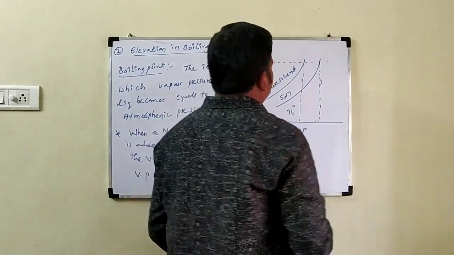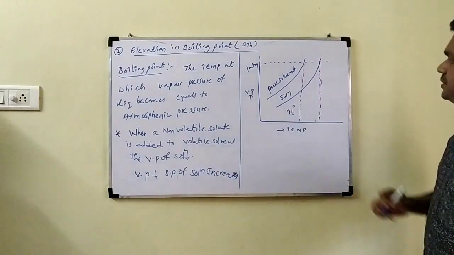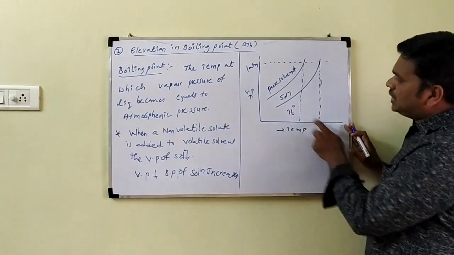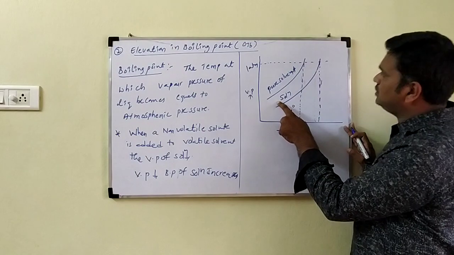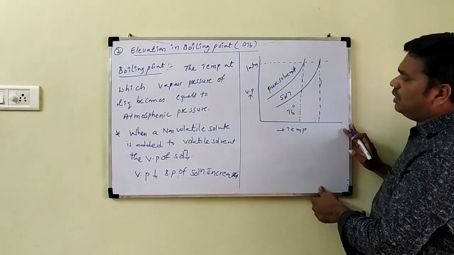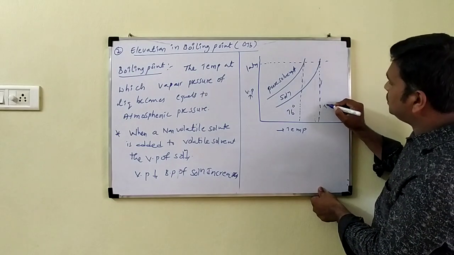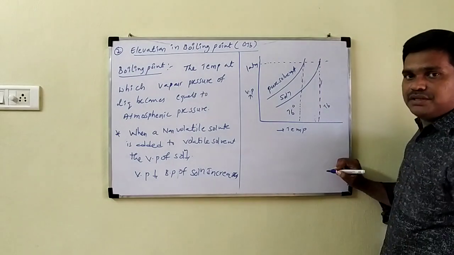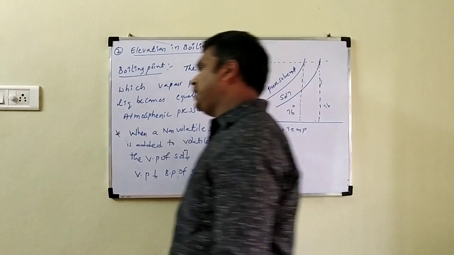Okay. Now this is what point? At this temperature, the vapor pressure of the solution is equal to which one? Atmospheric pressure. This is called as what? Boiling point of the solution. That is denoted by T.